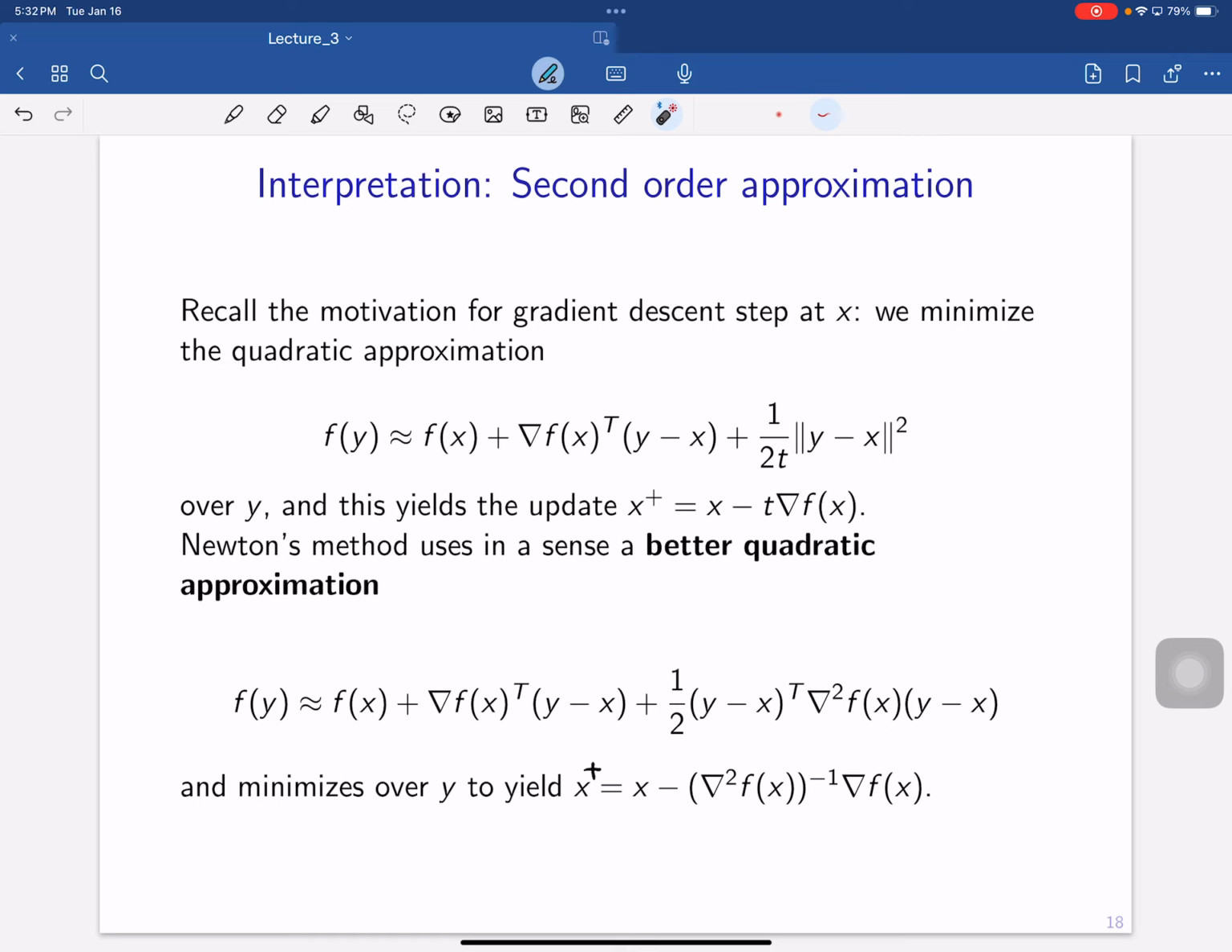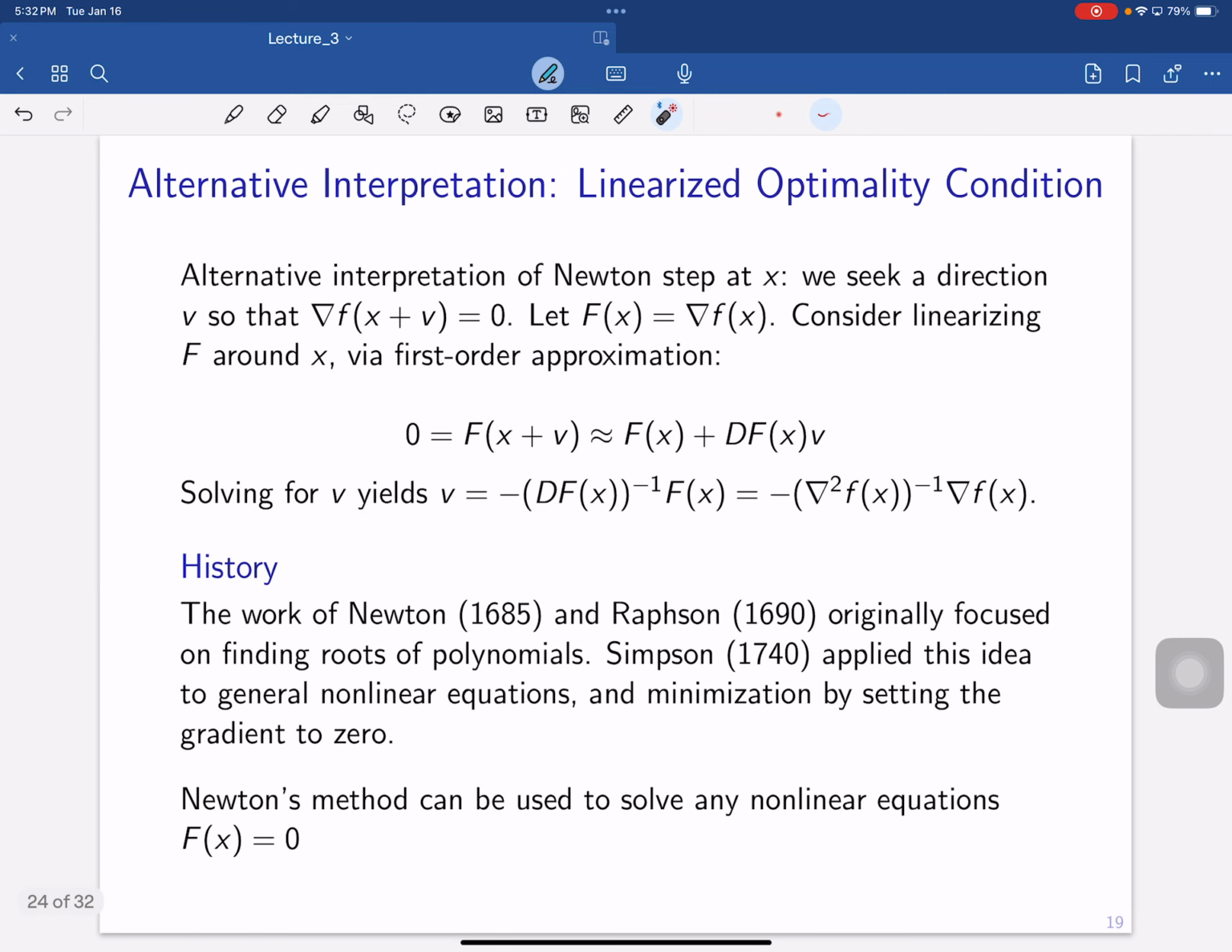Okay, so you can try to rederive this yourself after class. There is an alternative interpretation. I will talk about it real quick.